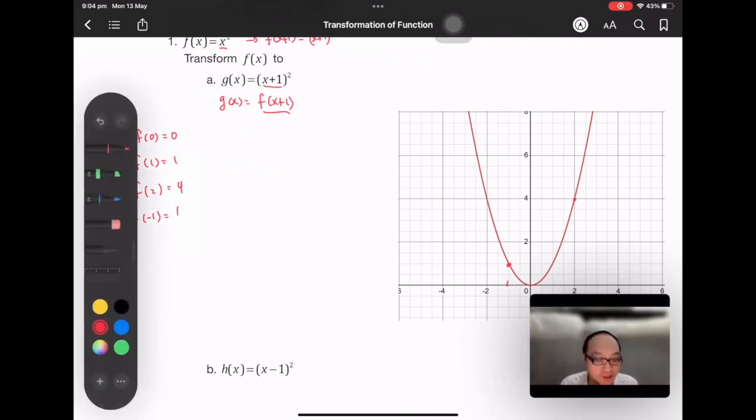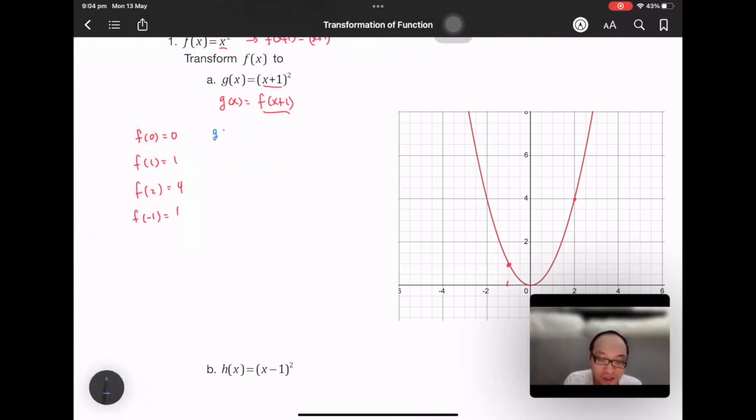Now let's find g(0). g(0) equals f(0 plus 1), which is equal to f(1). What is f(1)? f(1) is equal to 1. So g(0) is 1. Okay, g(1) is f(1 plus 1), which equals f(2). So this will be equal to 4. So g(1) equals 4.